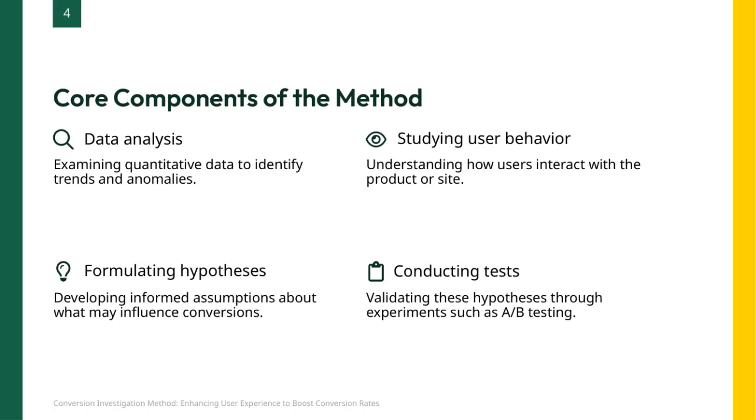Here, we focus on the core components of the method. First, data analysis is crucial. By examining quantitative data, we can spot trends and anomalies that might point to opportunities or problems. Next, studying user behavior helps us understand how people interact with the product or site, giving us insights beyond numbers. With this foundation, we then formulate hypotheses. These are informed assumptions about what might be driving or hindering conversions. Finally, conducting tests like A/B testing allows us to validate these hypotheses, ensuring our decisions are based on real evidence rather than guesswork. Each step builds on the previous one to create a solid, data-driven approach.